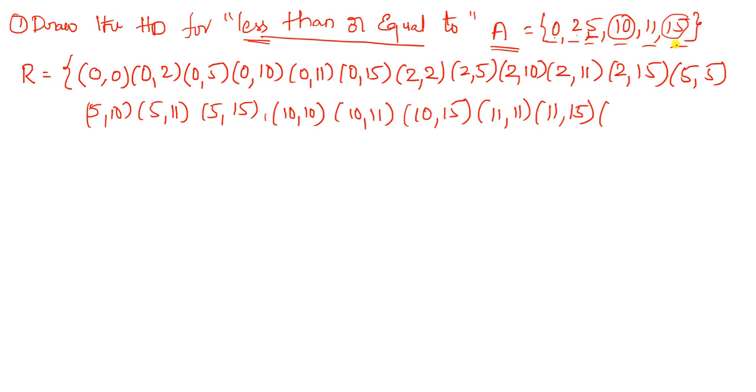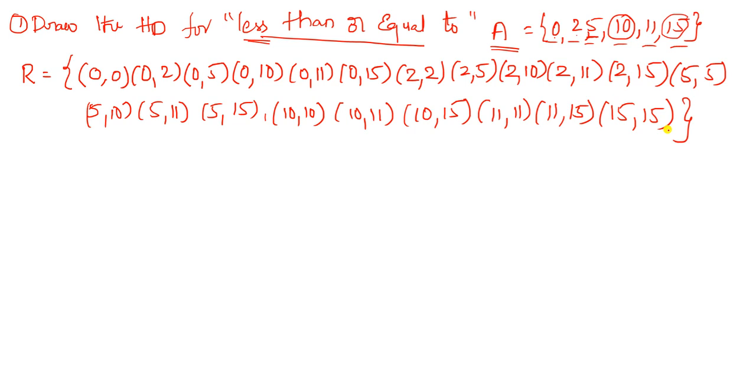So 15, 0, 15, 2, 15, 5, 15, 10, 15, 11 are not possible. Similarly, the last one, 15 itself, 15, 15: 15 is less than or equal to 15. So 15, 15 is another element of R. So these are the elements we have. Okay, now draw the Hasse diagram.